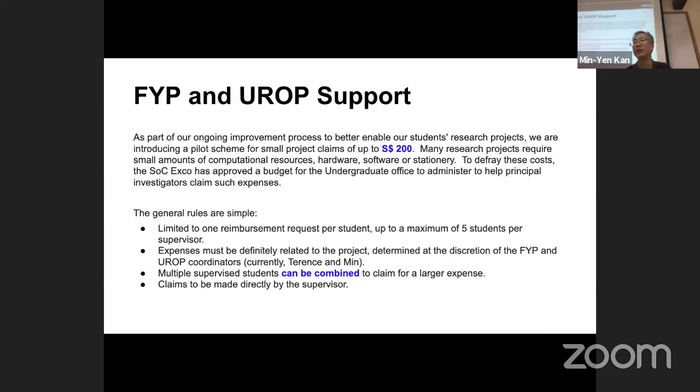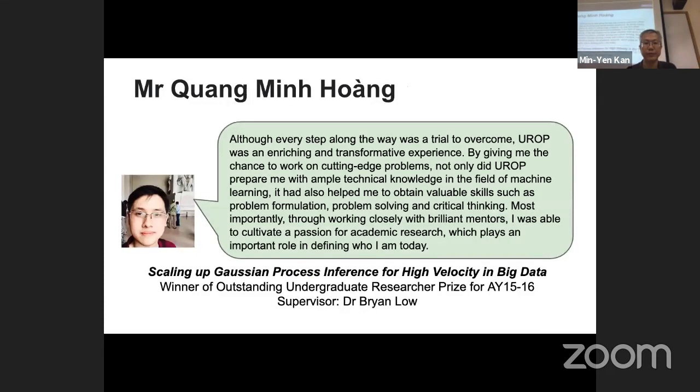How it works is that you or your supervisor would spend monies for certain resources like computing resources, hardware, especially if it's an IoT type of project, software or stationery. And then your advisor would either reimburse you if you paid for it or get it directly reimbursed from the department. So that's pretty much the entire UROP briefing.